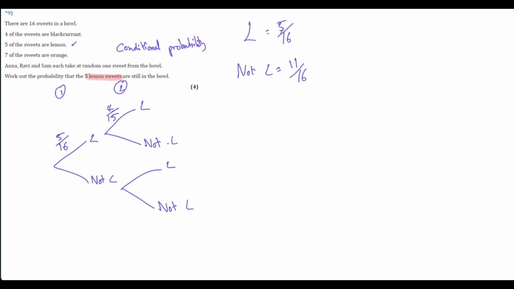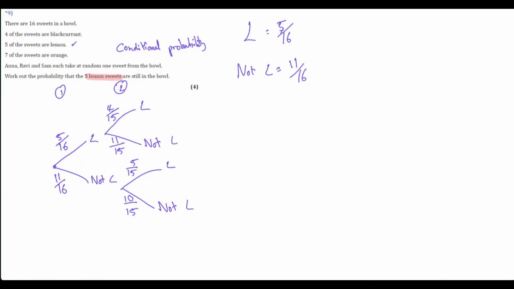Okay, in terms of not lemon, you know what, I'm just going to put all over 15 because I know that if I take one before, there's going to be one less. There's a maximum of not L left still. So this will be 11. Okay. Now, if I start again and go to not lemon, I know that there are 11 out of 16. At this point, it's a maximum amount of lemons, so that'll be 5, and this will be 10. Okay, that's my tree diagram complete.